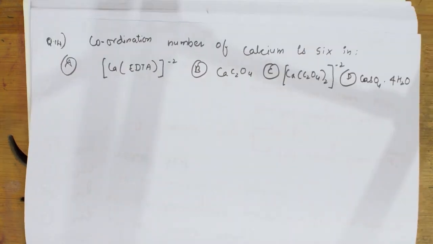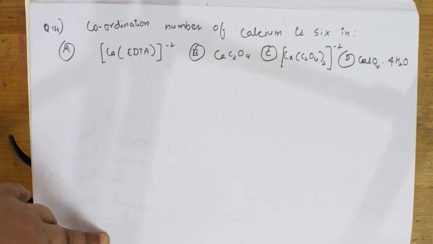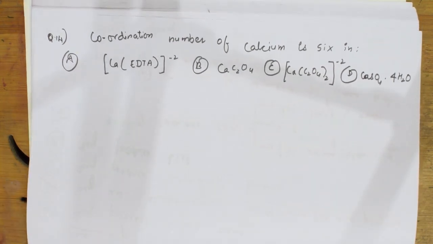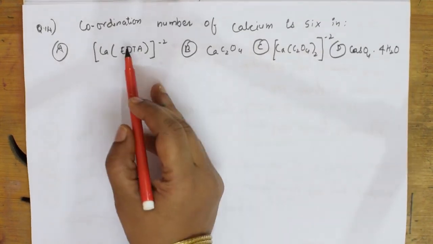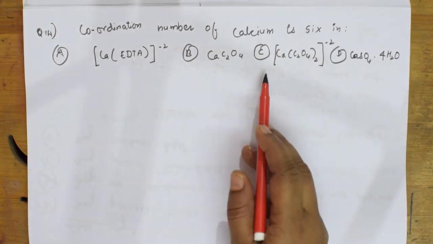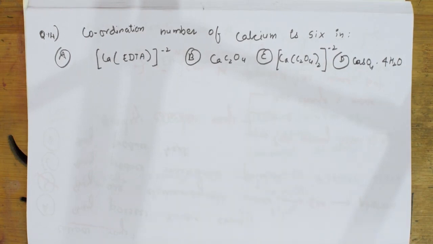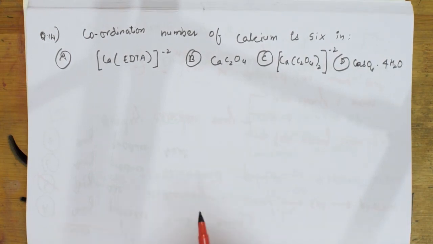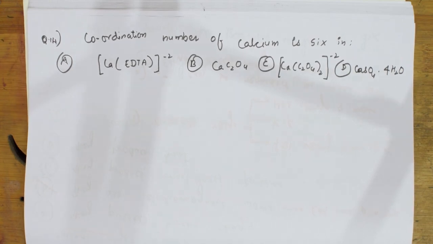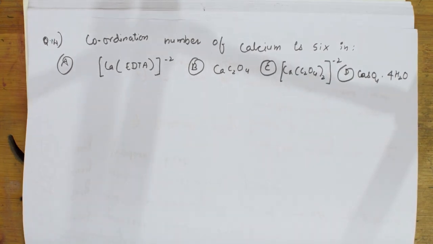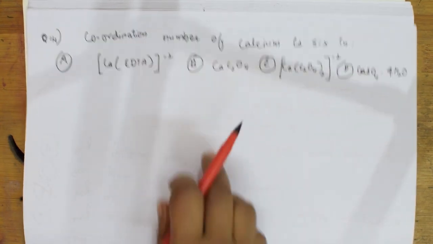Now let's come back and do the next question, students. This is again a grade 12th coordination chemistry question. Let's read this and see what we're supposed to do. Here they said the coordination number of calcium is 6. So directly they have given us the answer. I have to draw the structures and find out in which compound the coordination number is 6.